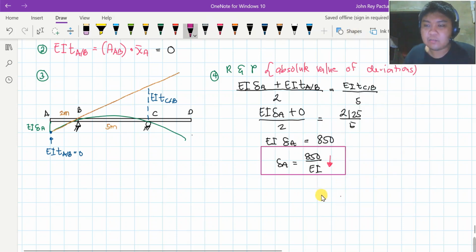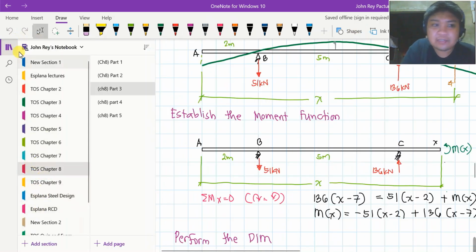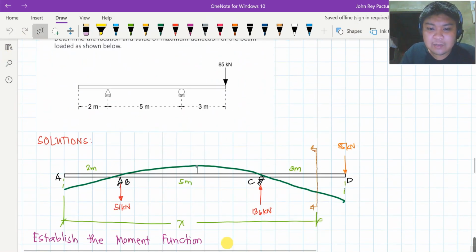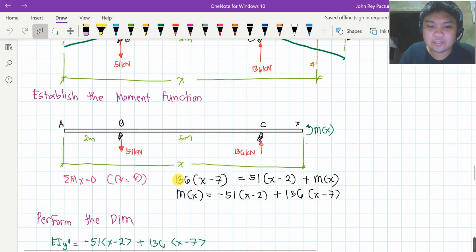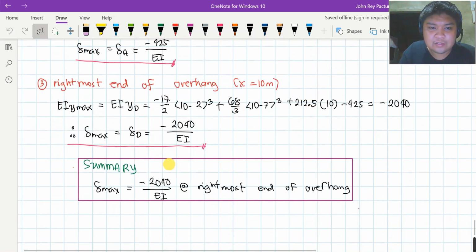So, check natin siya using the double integration method. So, from chapter 8, dapat negative 850 siya. So, ito yung beam, class, na sinolve natin. As I said, this is example number 6 considering the double integration method. So, ito yung mga solutions niya.